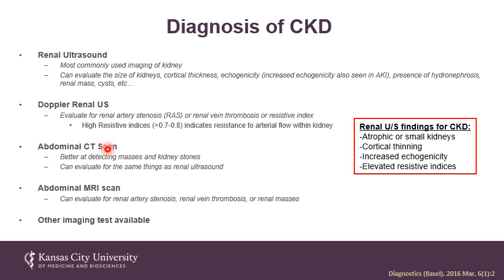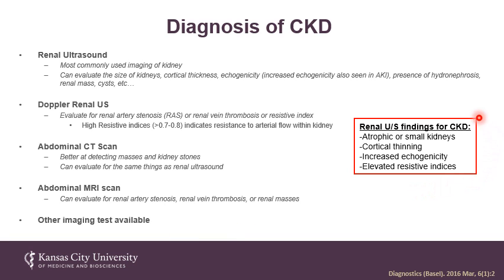You can do a CT scan. It's a little bit better at detecting masses and kidney stones. Essentially, it's used for the same thing as renal ultrasound. MRI can also be done. It's usually better for renal masses. And there's other testing you can do. You can do a MAG3 renal scan, other things like that. We won't get into it.